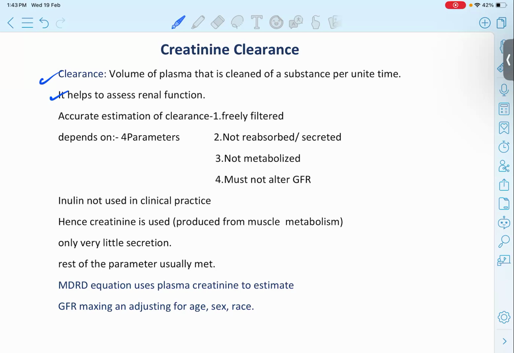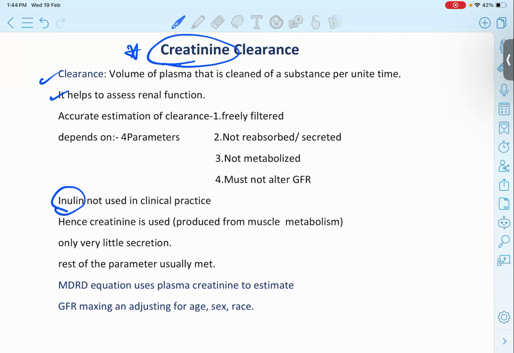There are 4 parameters for estimation of clearance, and these parameters are this material. We use creatinine in real life. In clinical practice we use creatinine clearance. But academically, people who do research use inulin. Inulin is not used in clinical practice. Inulin is only used for some research purposes or drug trials. But in clinical practice we use creatinine clearance.